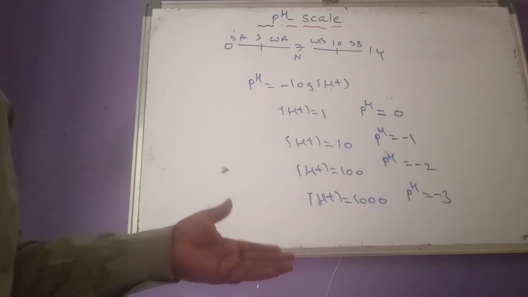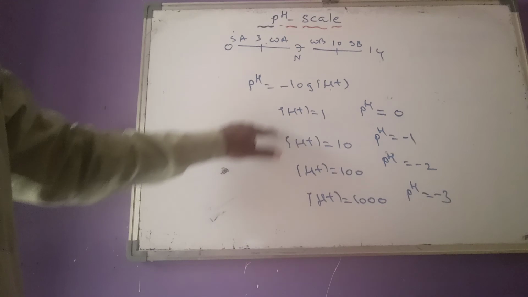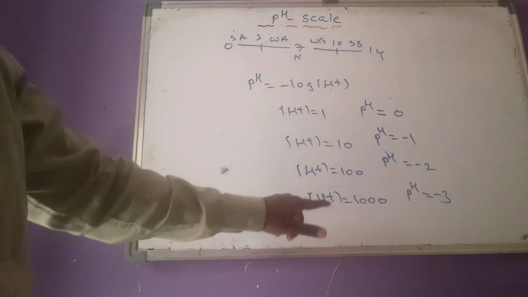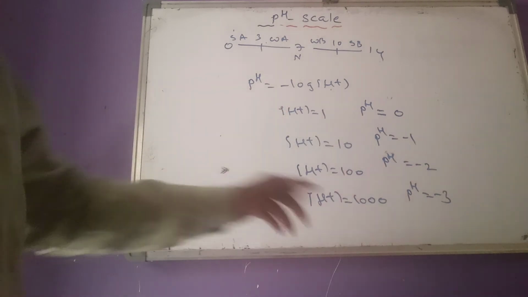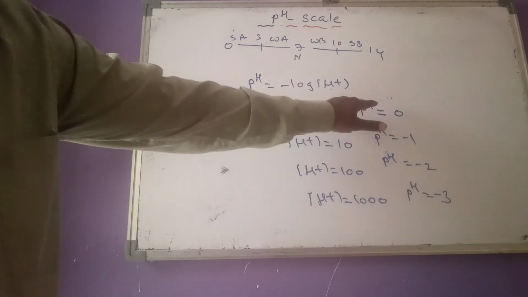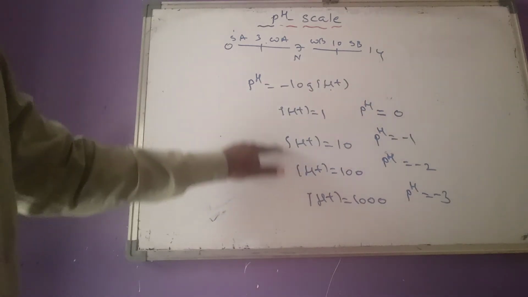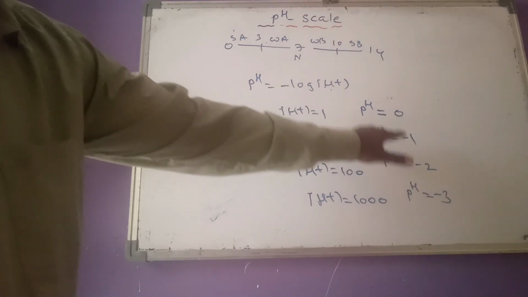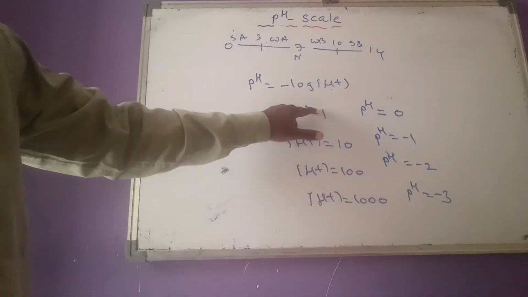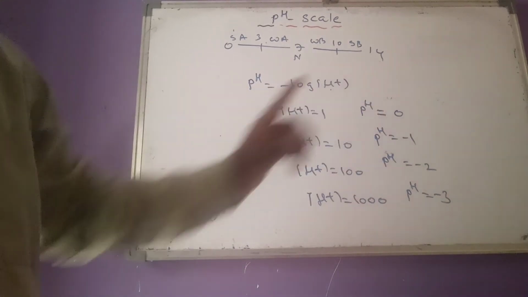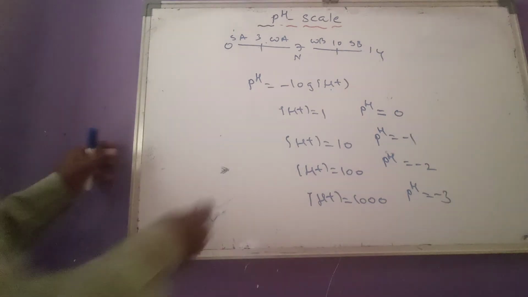And if you reverse it, if H plus concentration decreases by 1000 times, that means if an acid is diluted by 1000 times, what happens here? pH value increases by 3 units. And similarly, if an acid is diluted by 100 times, pH value increases by 2 units. If an acid is diluted by 10 times, pH value increases by 1 unit. So now, based on this, I will give one question.